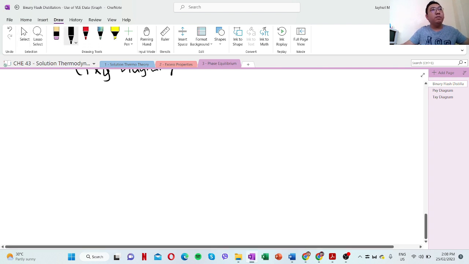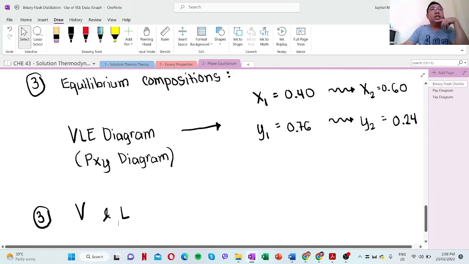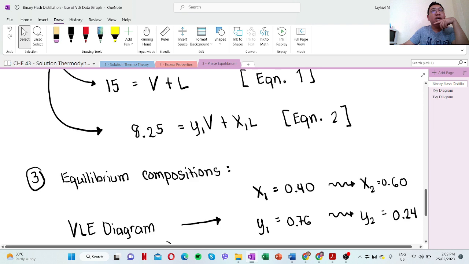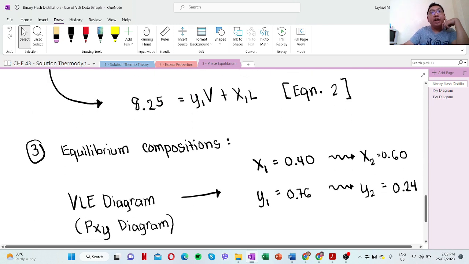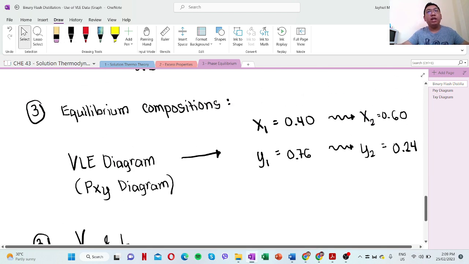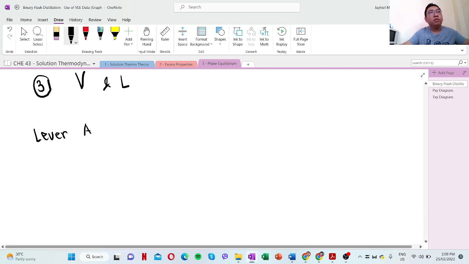At this point, we will now determine the values of the liquid phase and the vapor phase, so V and L. Essentially, we can solve for V and L using the information that we have. But let's try to use the lever arm rule first. Because we have X1 and Y1 already, we can just substitute them and solve equation 1 and equation 2 simultaneously. That's possible. But we can also determine the vapor and liquid streams using the lever arm rule, or the inverse lever arm rule.